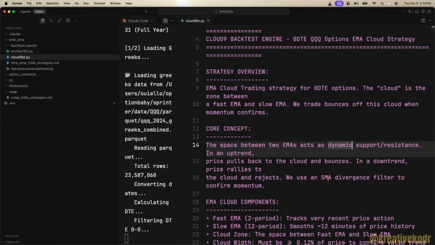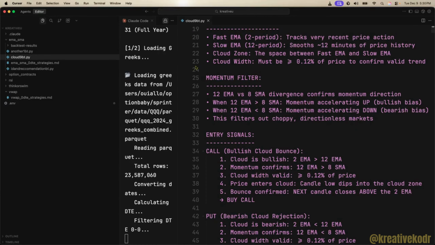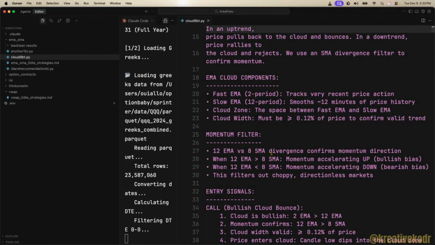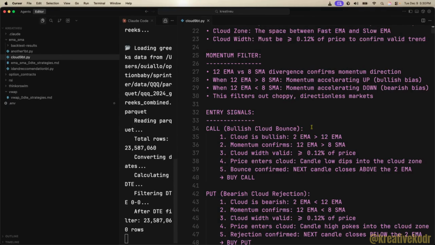We use the SMA, or the simple moving average divergence, to filter and confirm the moves, right? So here are our EMA cloud components. Here's our momentum filter. Here's how we get into a call, right? A call because we're bullish on the position. The cloud, the 2 EMA is greater than the 12 EMA, and the momentum confirms it. The 12 EMA is greater than the 8 SMA. We're using SMA and EMA, right? And then the cloud width is greater than or equal to 0.02.